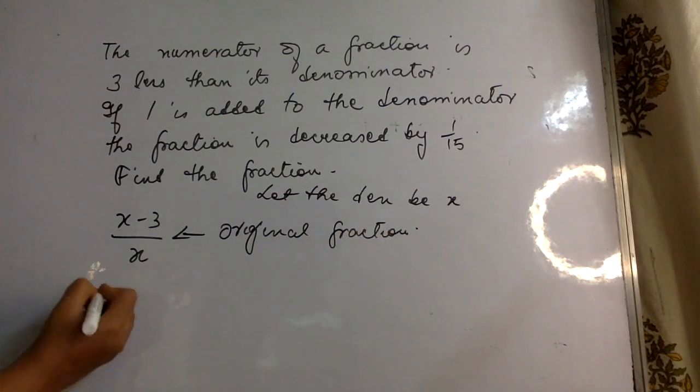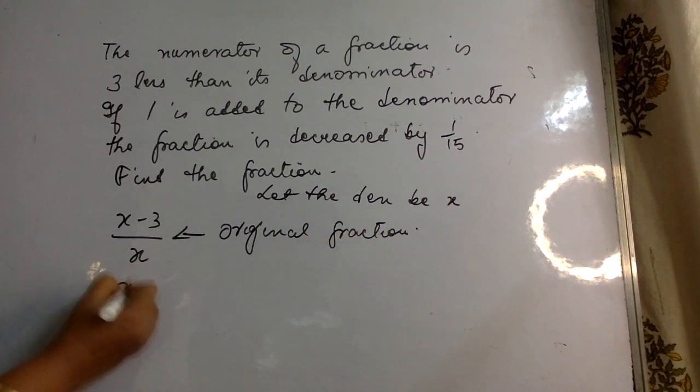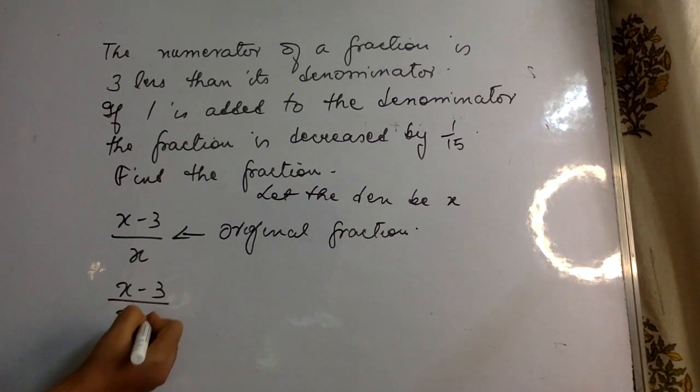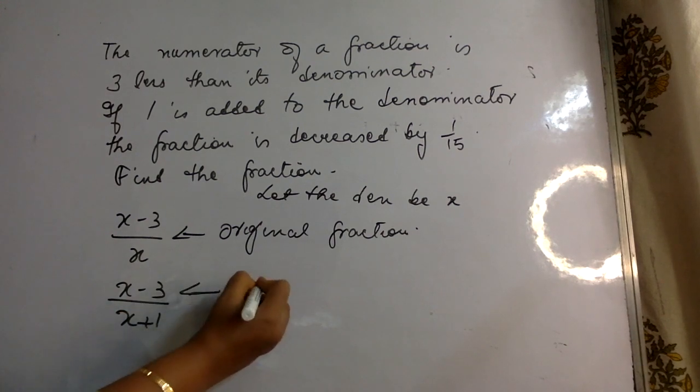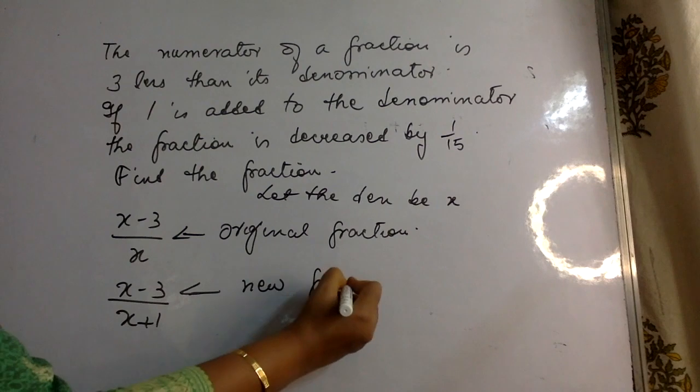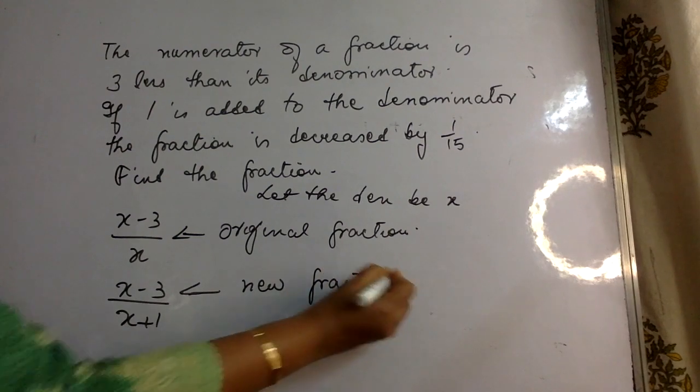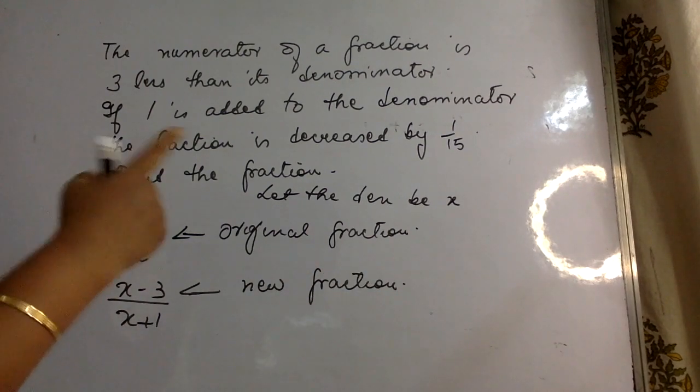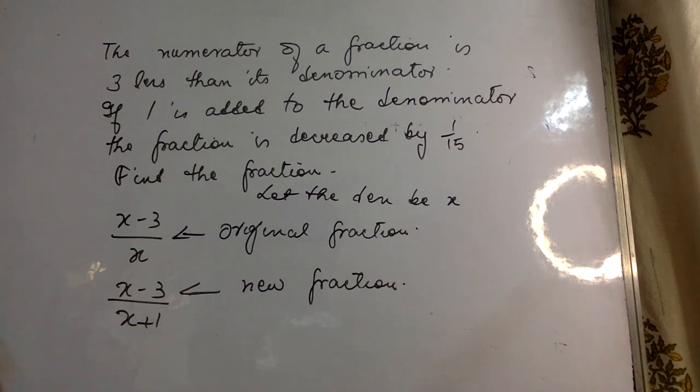Now, the new fraction is what? 1 is added to the denominator. Okay, this is the new fraction. Now, I have both the fractions. Then the fraction is decreased by 1 by 15. Means the new fraction is 1 by 15 less than the old one.